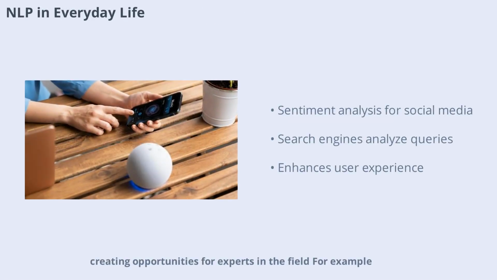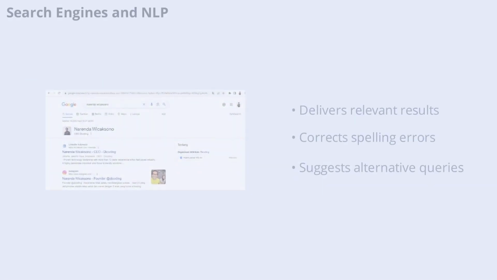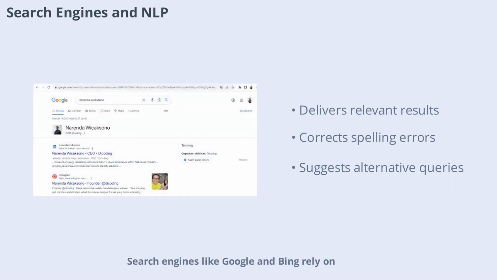For example, sentiment analysis helps monitor social media, and search engines use NLP to analyze queries and provide relevant information. NLP also powers query correction and recommendation features, enhancing user experience and making information retrieval easier. Search engines like Google and Bing rely on NLP to analyze user queries and deliver relevant results. When you type a famous person's name, the engine provides key information and news about them. NLP also corrects spelling errors and suggests alternative queries, making searches more efficient and user-friendly.